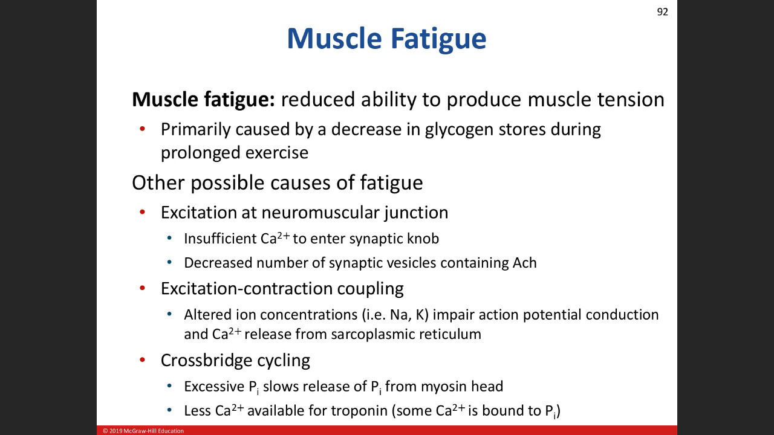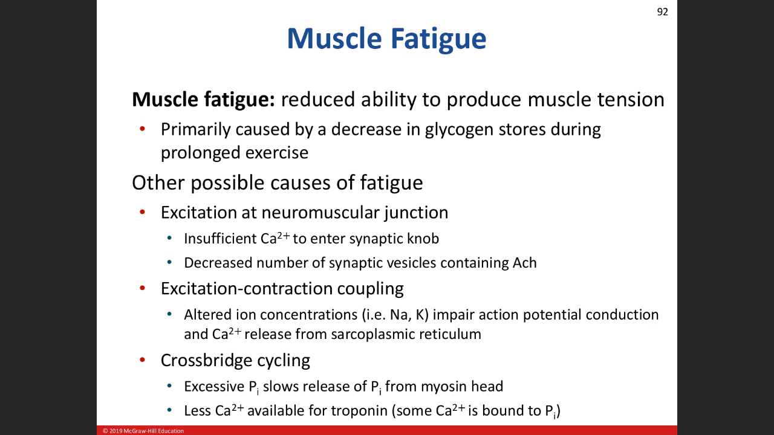I'm going to do muscle fatigue and then exercise, and then we'll start doing some brain labeling, and I'll finish up. Hold on. All right, let's do muscle fatigue first.